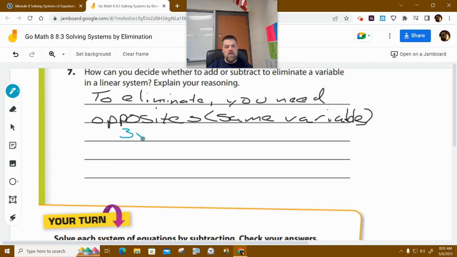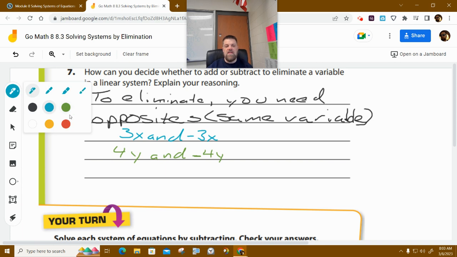Maybe I'm looking for a positive 3x and a negative 3x. Or maybe I'm looking for 4y and a negative 4y in two separate equations, of course. All right. So when I look at the two equations, what I'm looking for is either the x's or y's to be opposite coefficients, and then when I add them up, they equal 0, right? So that's the other thing I want to think or explain.